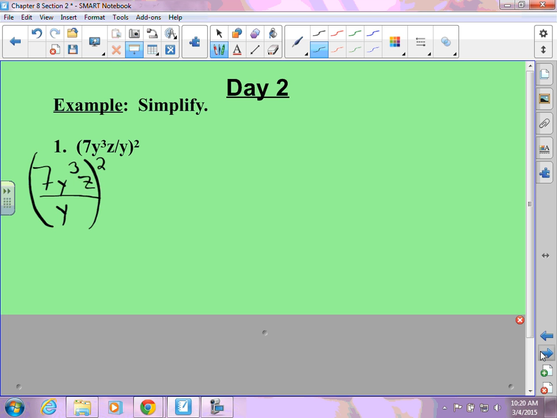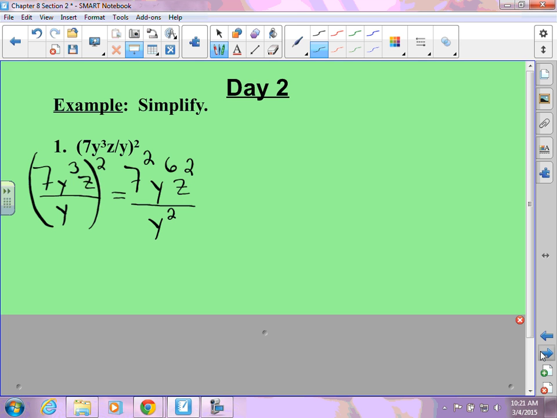Right? Now, if you remember the steps from yesterday, the first thing we're going to do is distribute, right? Distribute that exponent. So I end up with 7 to the 2nd, y to the 6th, z to the 2nd over y to the 2nd. You want to make sure that your bases are large and your exponents are small and to the right. Okay. So I went ahead and I distributed or multiplied them.